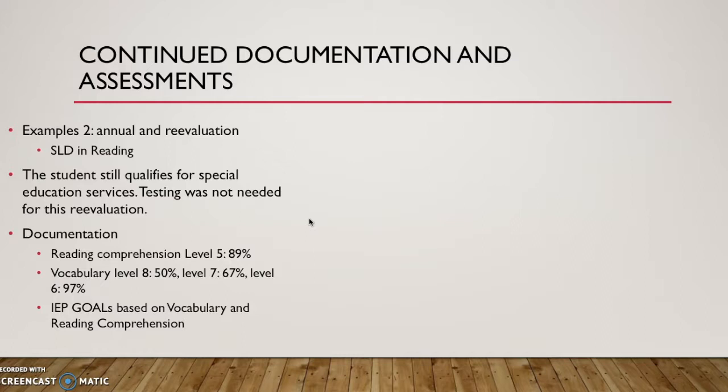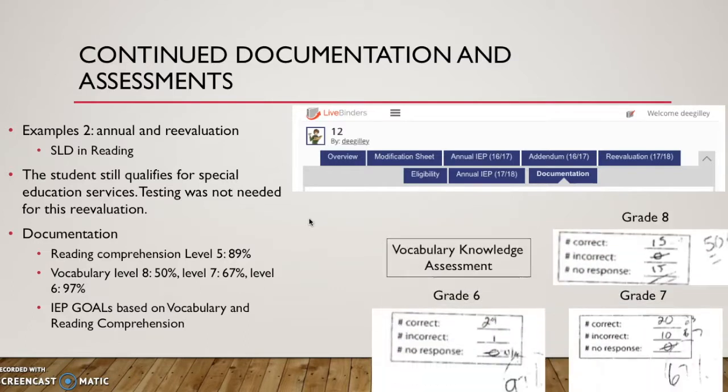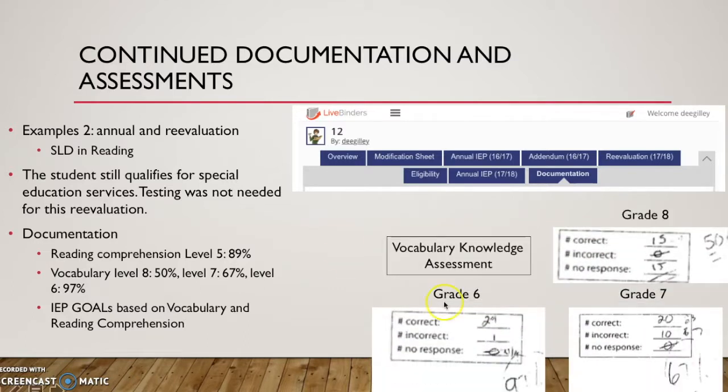Continued documentation includes example number 2, annual and reeval. The student has a specific learning disability in reading. The student still qualifies for special education services, but testing was not needed for this reevaluation. This is due to the assessments throughout the beginning of the IEP process. If you look within Student 12's section of my live binder, under documentation, you will see the different testing mechanisms, which were vocabulary knowledge assessments, to prove that the student was not functioning at grade level.